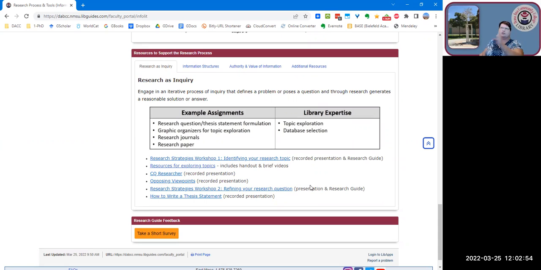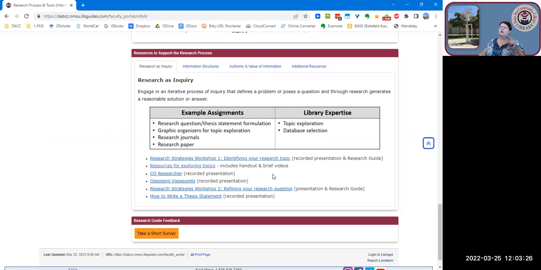You could send students to the web page, or if you only want to use one of these sources, like Jose was mentioning that we did a presentation on CQ Researcher. Well, you could embed that, or you could put a link to that in your class. If you expect your students to use that particular resource, this is a way for them to get an overview of what the resource has available for them. Same with all of these others.